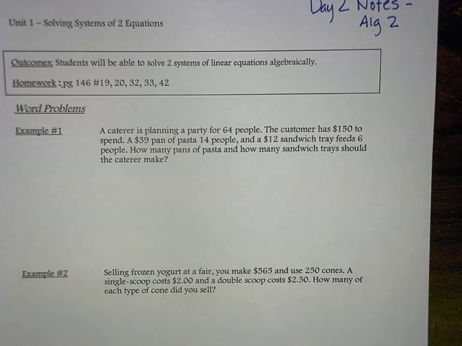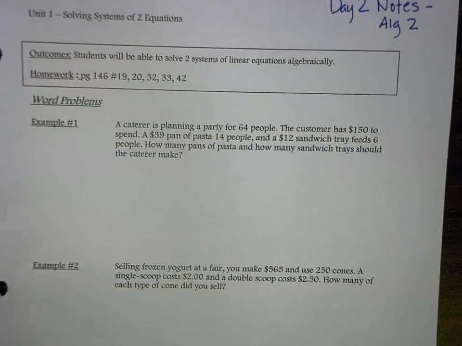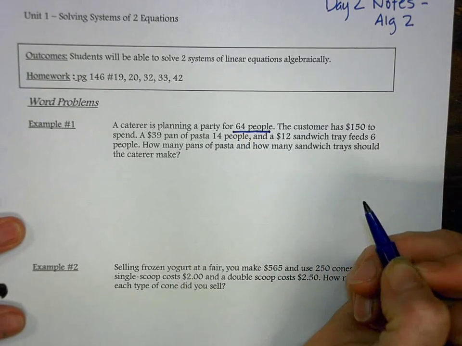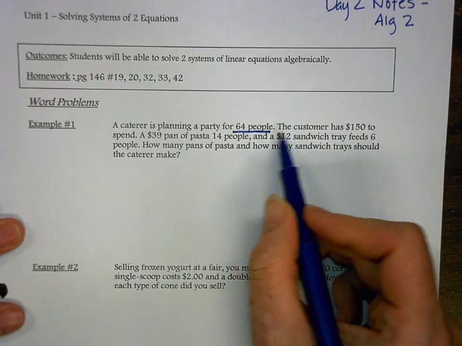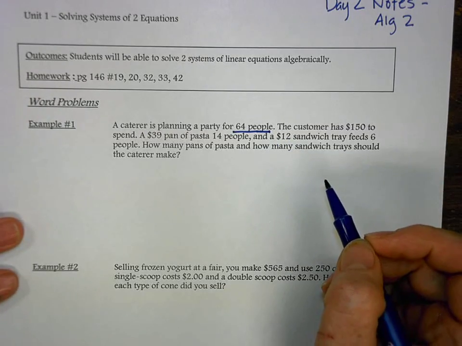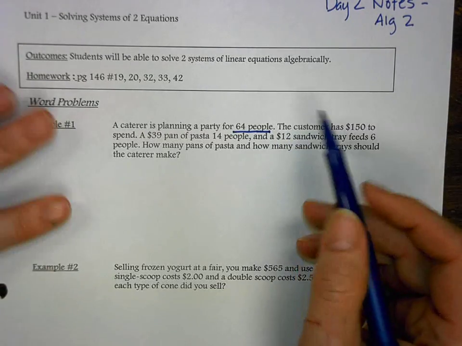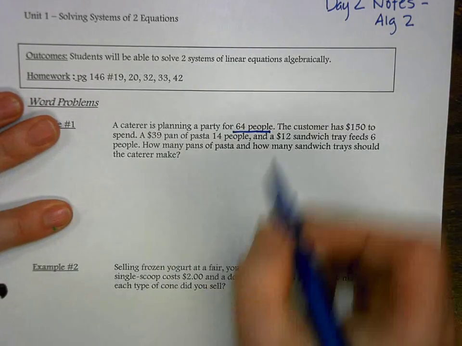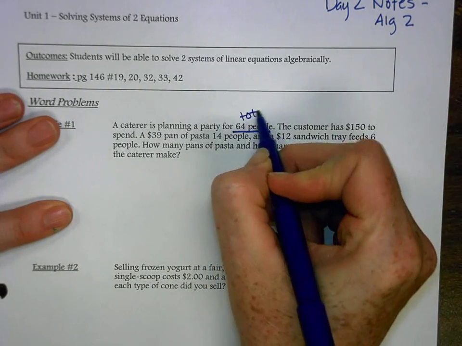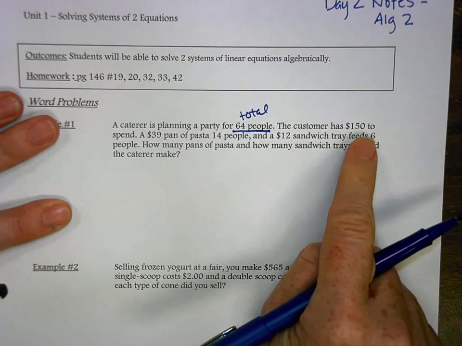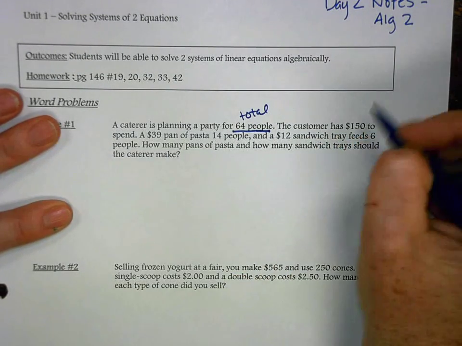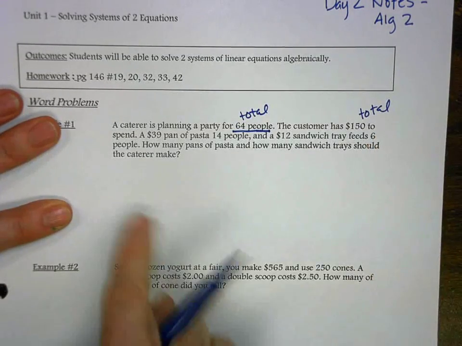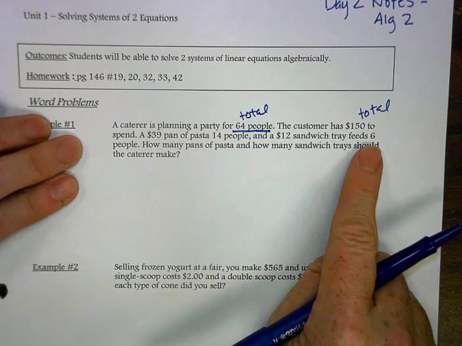You know, we love word problems. Okay, here we go. A caterer is planning a party for 64 people. Okay? When you see a total like that, you know that everything is going to add up. One of your totals is going to be 64. Okay, so that's a total. The customer has $150 to spend. That's another total. That's going to be in your third row, after your equal sign. Okay.